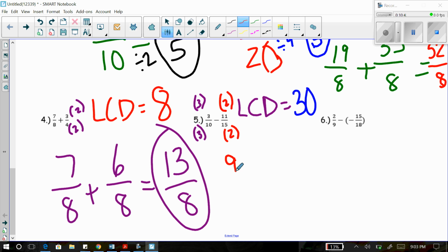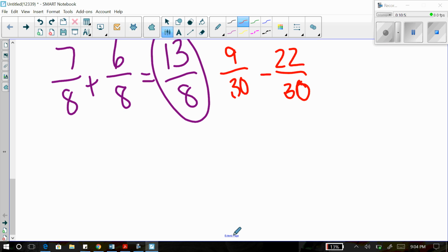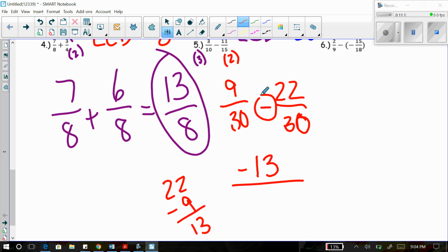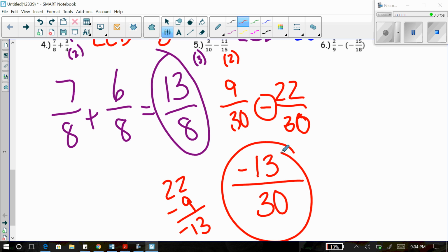3 times 3 is 9 over 30 minus 2 times 11, which is 22 over 30. All right, so we do 9 minus 22. This is a quick integer problem. Negative 13. Again, opposite signs, so you subtract them and take the sign of the larger. Over 30. And we'll leave it there.